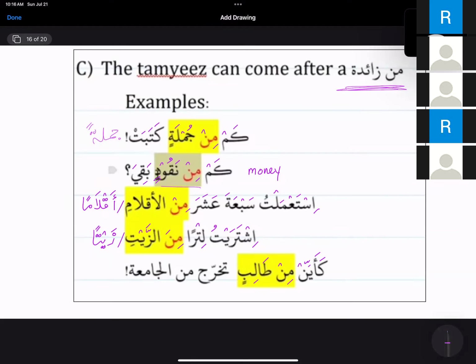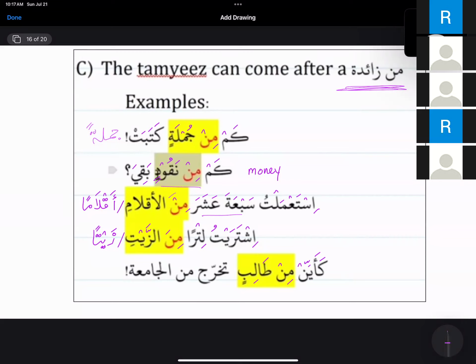Istamaltu sab'ata ashara, again a number is here. Minal aklami. So istamaltu, I used, istamal se, right? I used sab'ata ashara. How many? Seven and ashara, 10. So 17. So I used 17. If I just say I used 17, the question is what? What's 17, right? So either aklaman or even minal aklami. Right? Minal aklami.